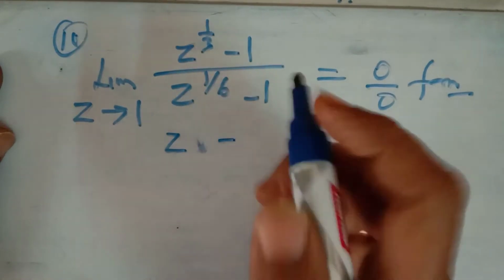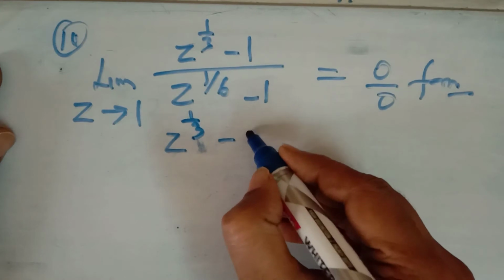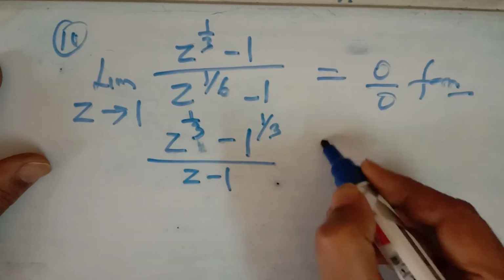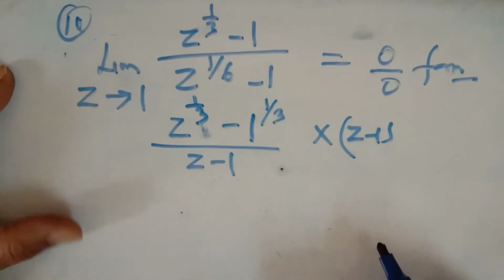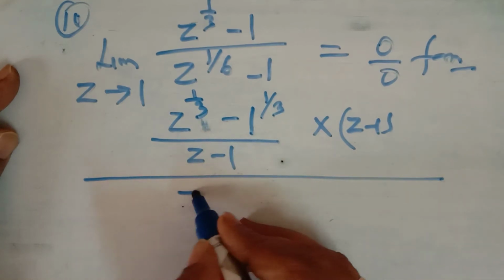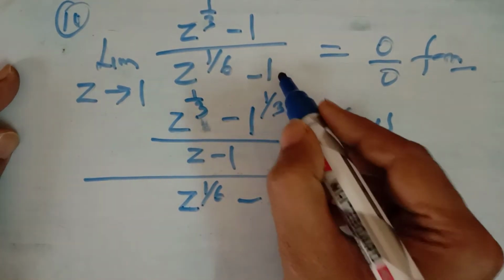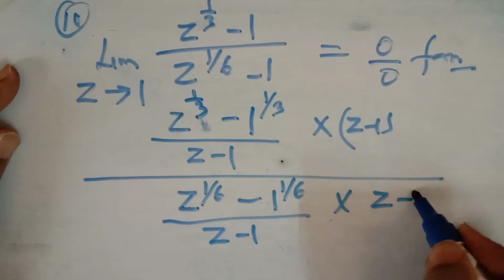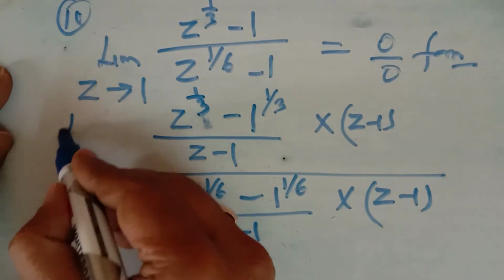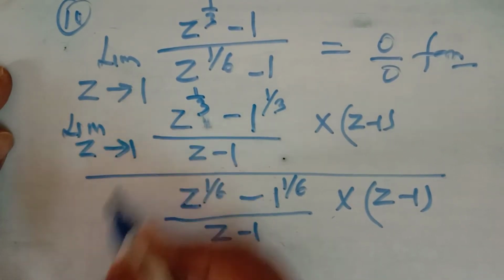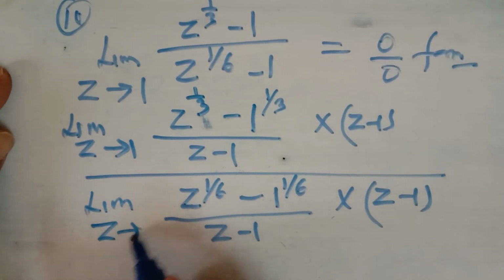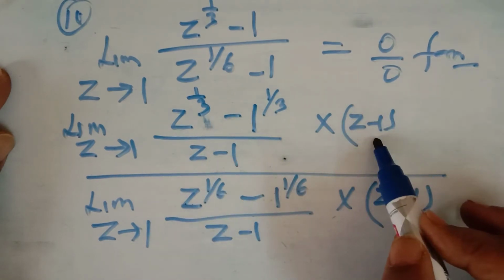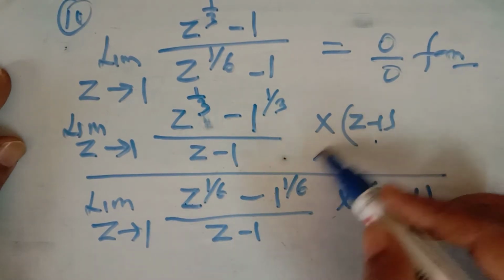So Z to the power 1 upon 3 we have here, and minus 1. You can put the power of 1 as this 1 upon 3, and I'm multiplying it with z and dividing by z minus 1 in the numerator as well as denominator. In the denominator also here it is z to the power 1 upon 6. For this one I can write 1 to the power 1 upon 6. I'm also dividing and multiplying with z minus 1 here. See the arrangement here. Now limit here we have z goes to 1 and here we also have the limit z goes to 1. Okay, so I have done some arrangement, multiplying and dividing by z minus 1 in the numerator as well as in the denominator. देखिए cancel हो गया आपका.